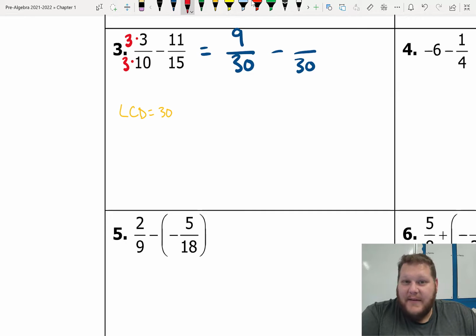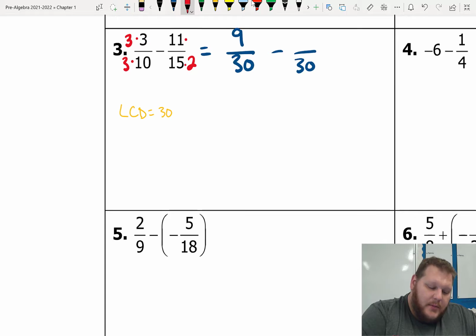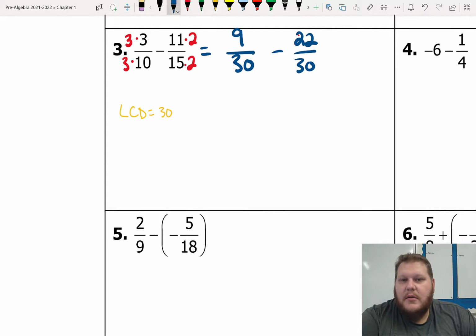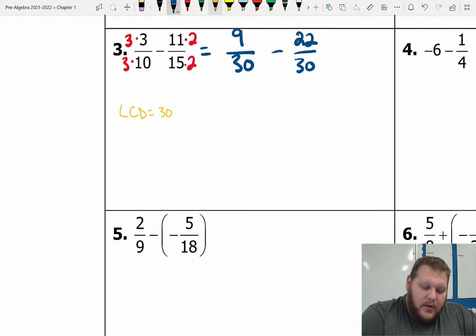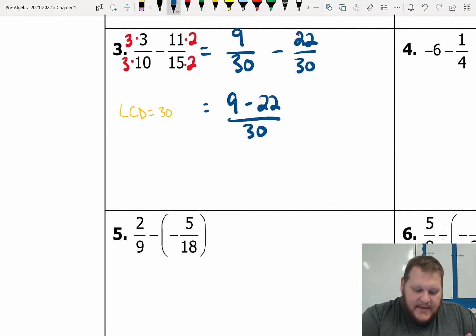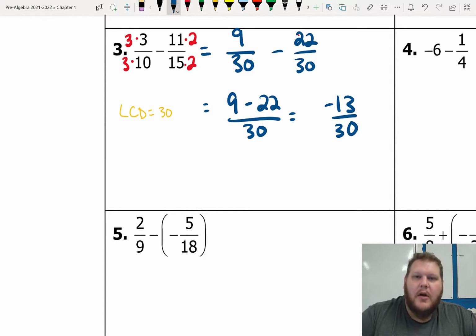If I do the same thing with my second fraction, 15 times 2 would be 30. That would give me my common denominator of 30. So if I have to multiply by 2 on the bottom, I have to multiply by 2 on the top, and that gives me 22 out of 30. From here, it becomes the same problem we were just working on. I just have to subtract those two in order to combine them together. So 9 minus 22 all over 30. I do that subtraction like we did in 1.1, and I get negative 13 over 30.